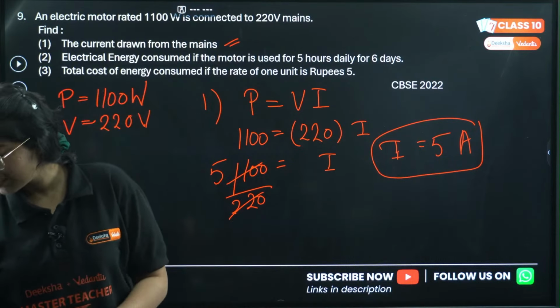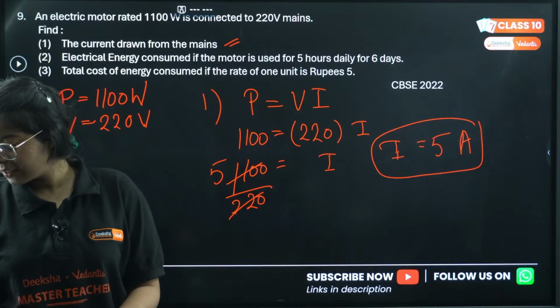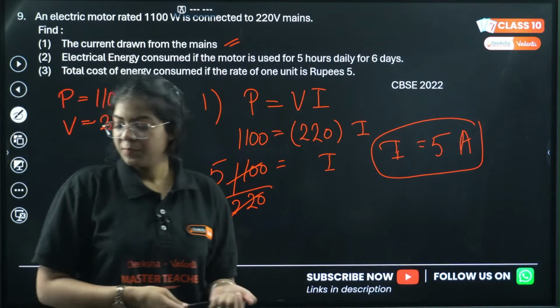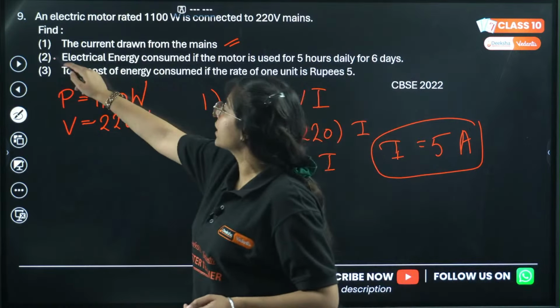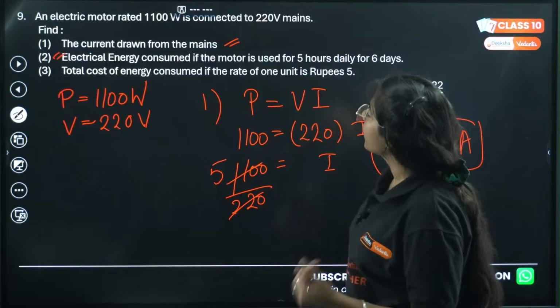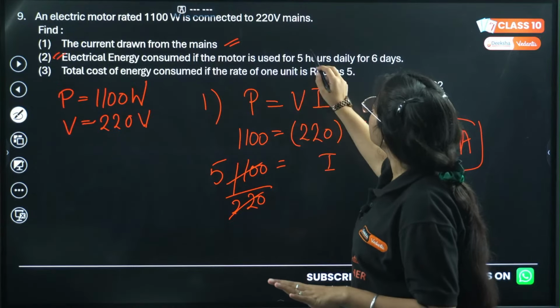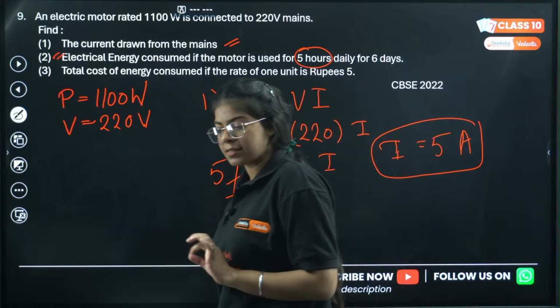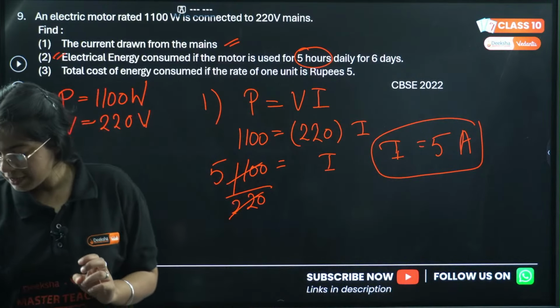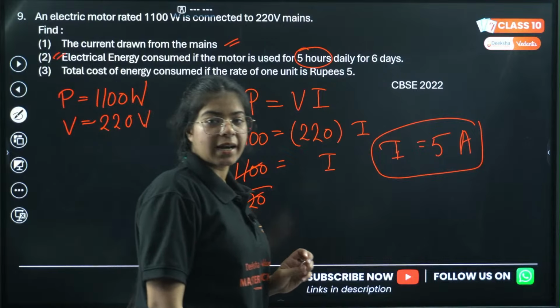It can come in JEC board as well, Gavandhar Yadav. Okay, understood this part. Let's move on to the second part, which says electrical energy consumed if the motor is used for 5 hours daily for 6 days. I is 5 ampere. Amit is saying correct.